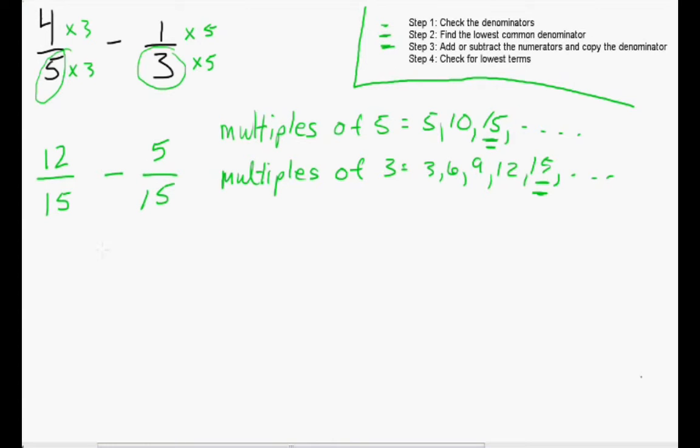Moving on to step 3, we're going to add or subtract the numerators. Here we're subtracting, so 12 subtract 5 gives us 7. And we're just going to copy that denominator.